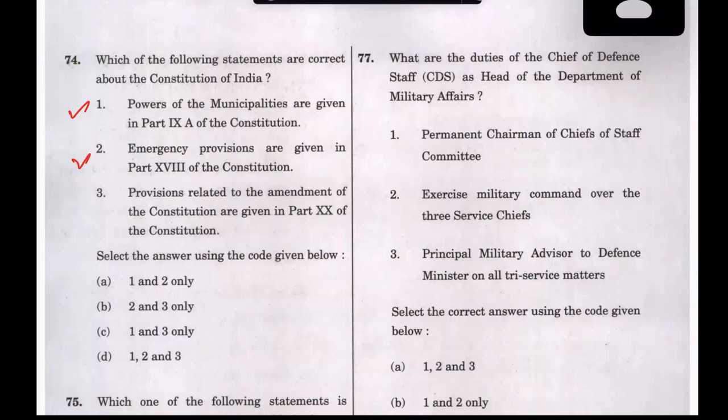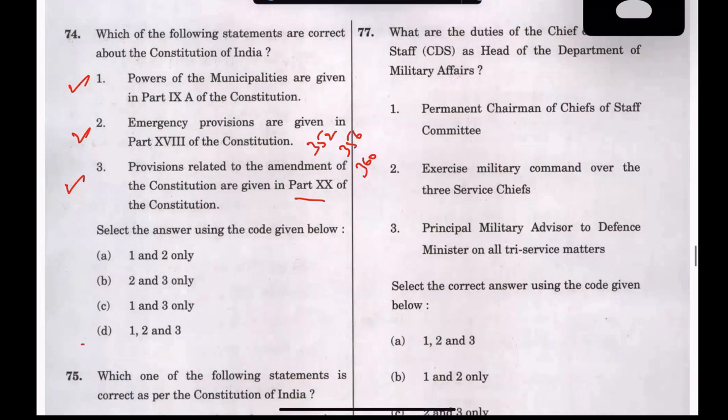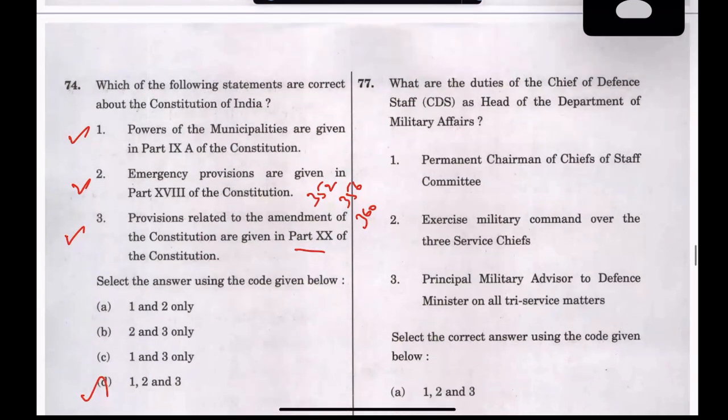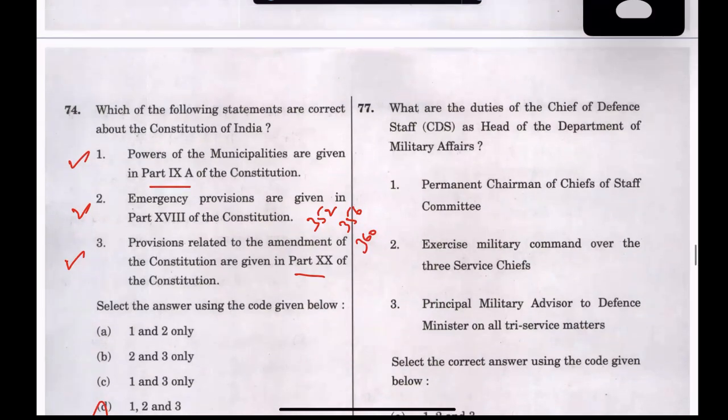Municipalities are provided for in Part IX-A of the Constitution. Emergency provisions, this is Article 352, 356, 360. Yes, it is there. And this is Article 380. Yes, it is there. Present in this position. So this is true. These are all factual things. Okay, so I think this 2024 paper contains polity in a very factual way.